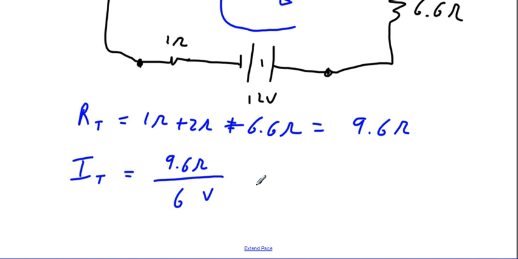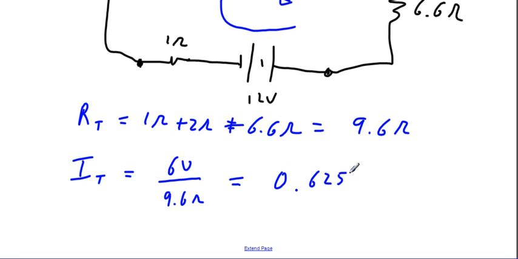And how did I get the resistance on the top and the voltage on the bottom? Who's paying attention out there anyway? All right, we'll try that again. V is equal to IR, so we have to put the voltage on the top, 6 volts divided by 9.6 ohms. Okay, that being the case, then I've got a total current of 0.625 amps flowing.